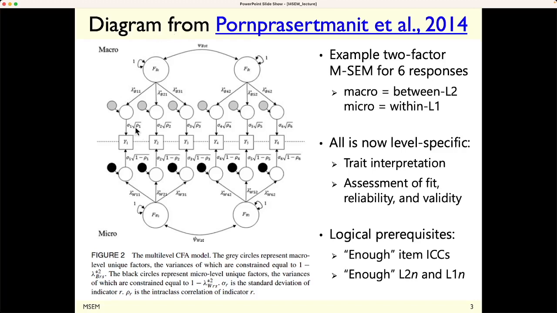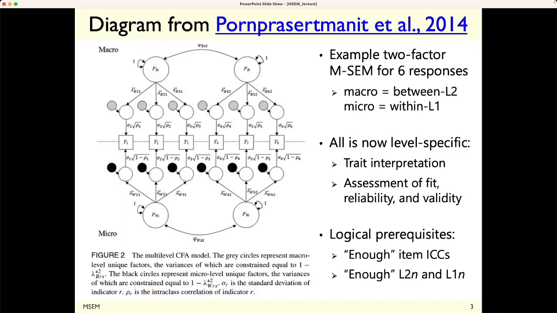And it's hard to see on the projector, but hopefully you can see on your own screens that the idea here is that the intra-class correlation for each of these item responses, the extent to which an item response is shared across people from the same cluster, is the limiting condition on how much information there is to go into the between level.